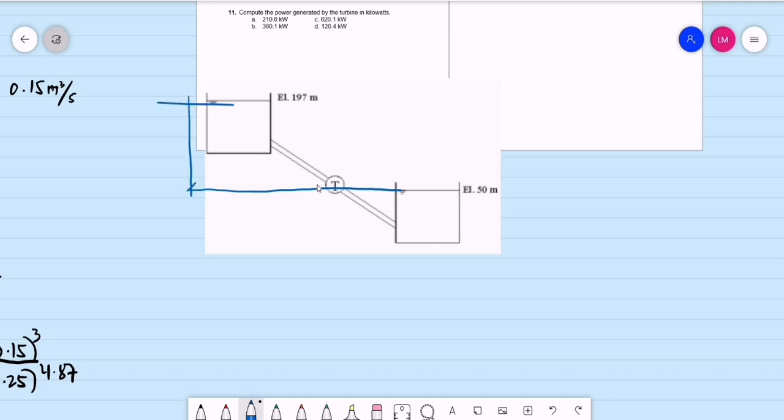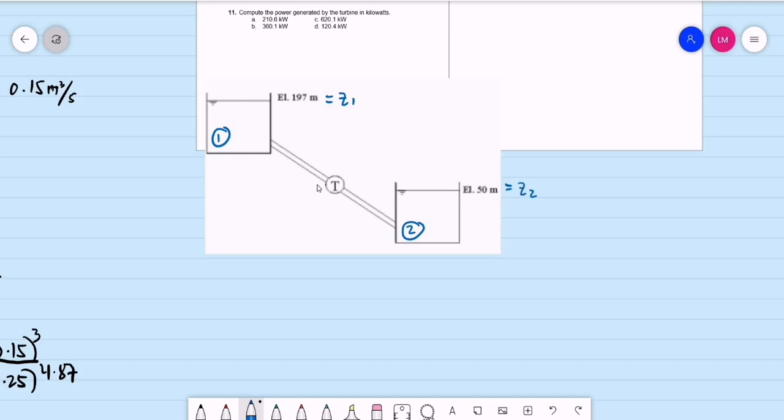Okay, we'll be having the difference in elevation, or we have the elevation heads already. So the elevation for point 1, let's say this is the upper reservoir is point 1 and the lower reservoir will be point 2. Elevation of the first reservoir is 197. Elevation of the second reservoir, or the lower reservoir, is 50 meters.